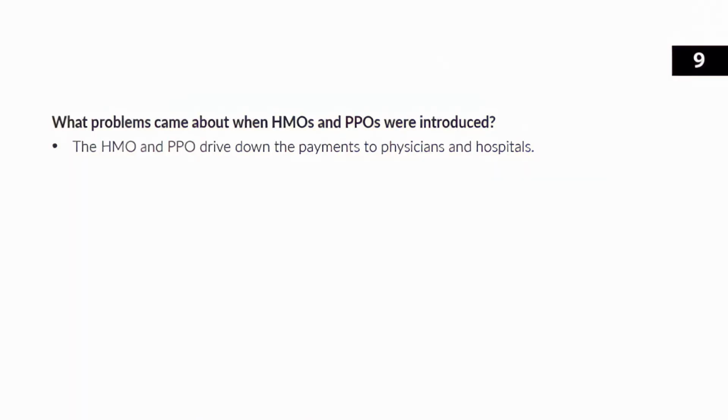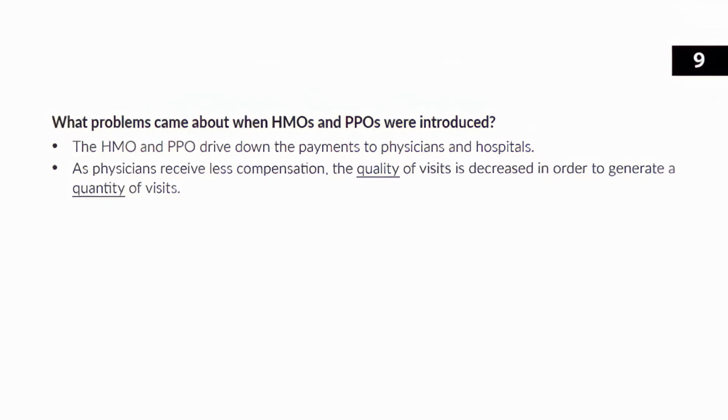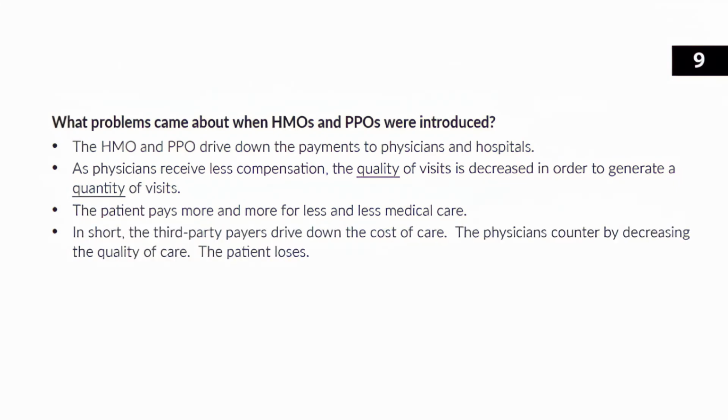The HMO and PPO drive down the payments to physicians and hospitals. The physicians receive less compensation, and the quality of visits is decreased in order to generate a higher quantity of visits. The patient pays more and more for less and less medical care. In short, the third-party payers drove down the cost of care, but the physicians counter by decreasing the quality of care. In this scenario, the patient loses on quality.